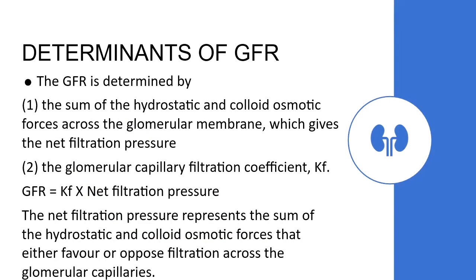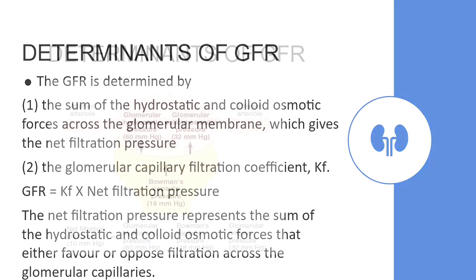Let us now understand how the exact dynamics of glomerular filtration occur by taking a look at the determinants of GFR. The GFR is determined by the sum of the hydrostatic and colloid osmotic forces across the glomerular membrane, which gives the net filtration pressure. The glomerular capillary filtration coefficient, which is also represented as Kf, and GFR is represented as a multiplication of these two terms. The net filtration pressure represents the sum of the hydrostatic and colloid osmotic forces that either favor or oppose filtration across the glomerular capillary.